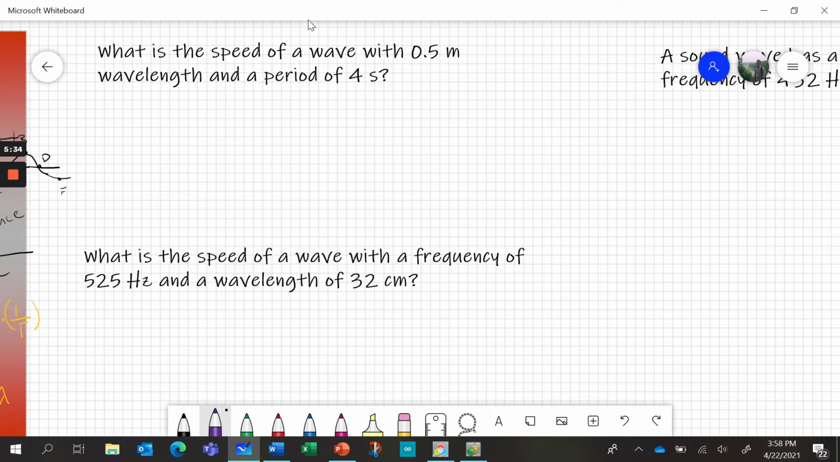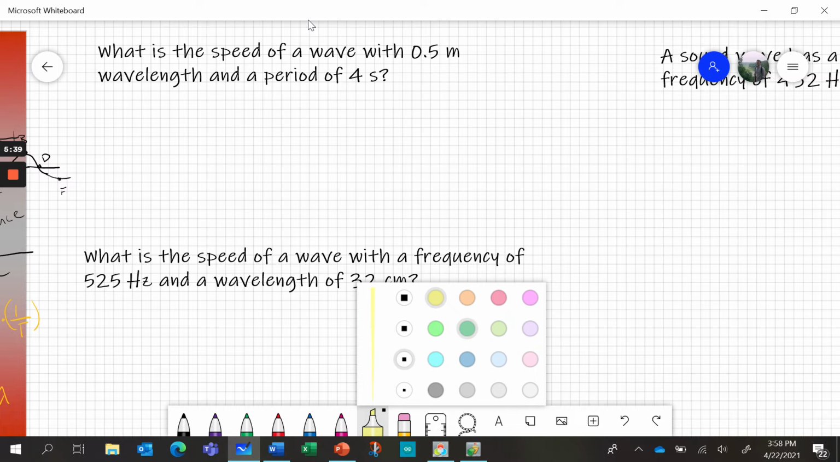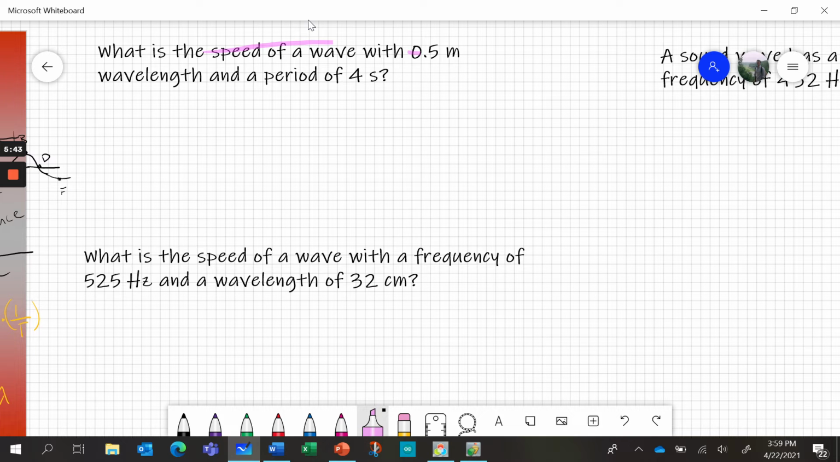First example problem here. What is the speed of a wave with 0.5 meter wavelength and a period of 4 seconds? Okay, so first things first, I can see that the speed is unknown, velocity is unknown. We have a wavelength given to us of 0.5 meters, and we have a period of 4 seconds.